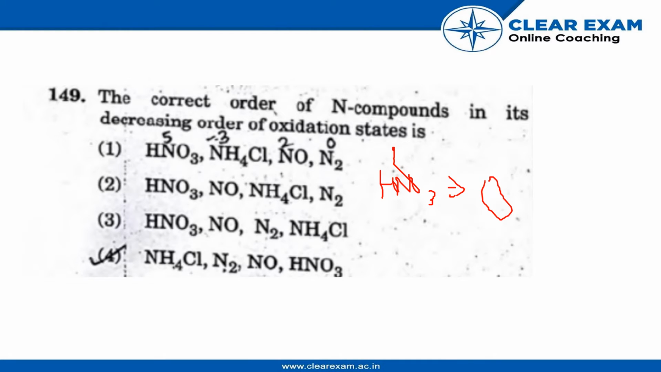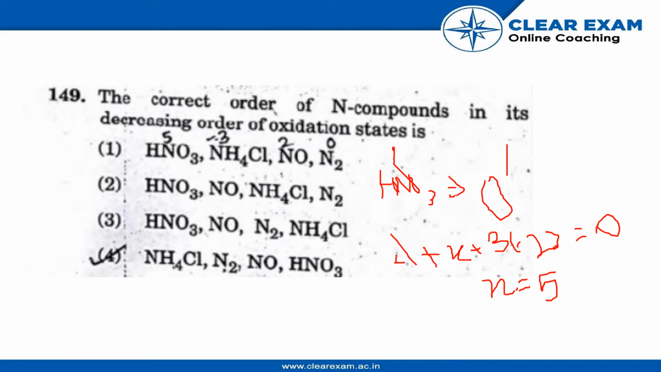For H it is +1, and we assume nitrogen to be X, and for oxygen it is -2, three times. By solving it we get X equal to +5. So the oxidation state of nitrogen in this is +5.